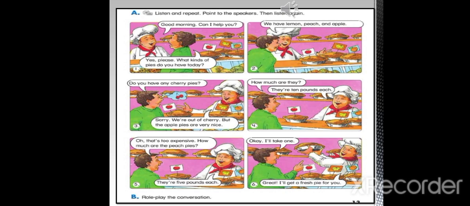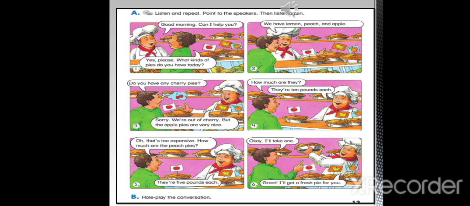Number 1. Good morning. Can I help you? Yes, please. What kinds of pie do you have today? Number 2. We have lemon, peach, and blueberry. Number 3. Do you have any cherry pies? Sorry, we're out of cherry, but the blueberry pies are very nice. Number 4. How much are they? They're $10 each. Number 5. Oh, that's too expensive. How much are the peach pies? They're $5 each. Number 6. Okay, I'll take one. Great. I'll get a fresh pie for you.